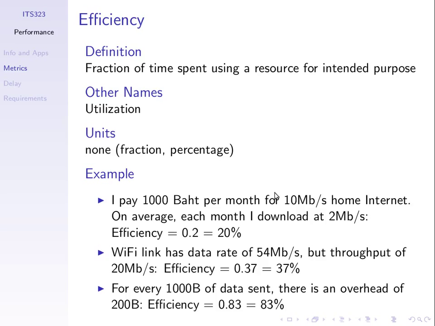Do we have anything to finish? Efficiency. Efficiency is related to throughput and overhead. In general, the fraction of time we spend using a resource for its intended purpose. Let's say my Wi-Fi link has a data rate of 54 megabits per second. I know that. When I buy the laptop and the access point, the specifications say 54 megabits per second.